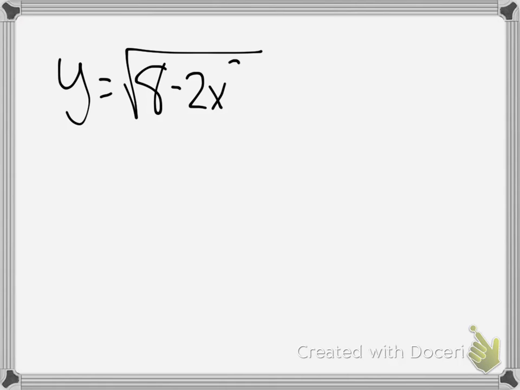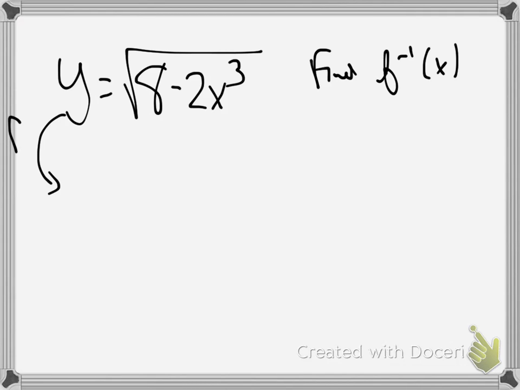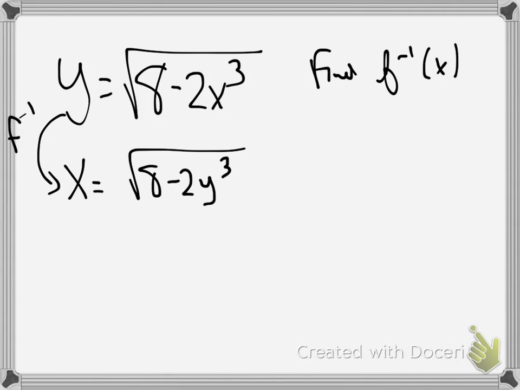Let's look at another example. So if I give you, we'll put this one in y equals form, y equals the square root of 8 minus 2x cubed, and I ask you to find f inverse. Find the inverse of this function. Okay, so what we do is, to take the inverse, we flip-flop x and y. So now we rewrite the equation as x equals the square root of 8 minus 2y cubed. But we never like equations with x by itself. We want to get this y by itself again.